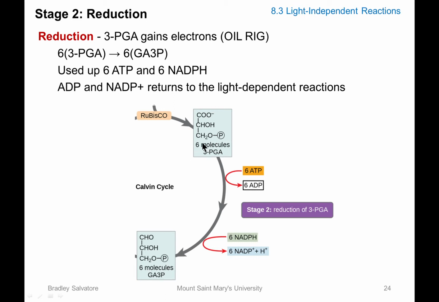So you have 6 molecules here with 3 carbons. You're making a modified version of that molecule. Again, they still have 3 carbons. There are 6 of them at this point. So that's stage 2, where you reduce 3-PGA.